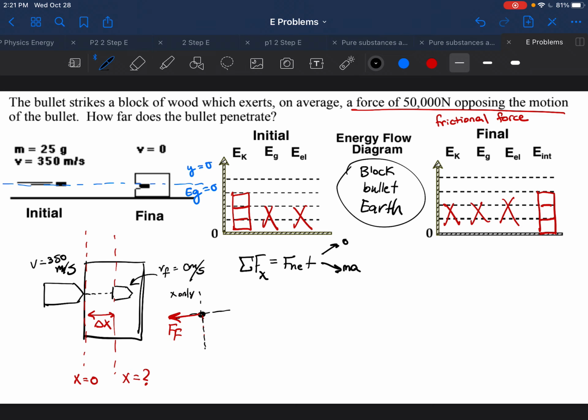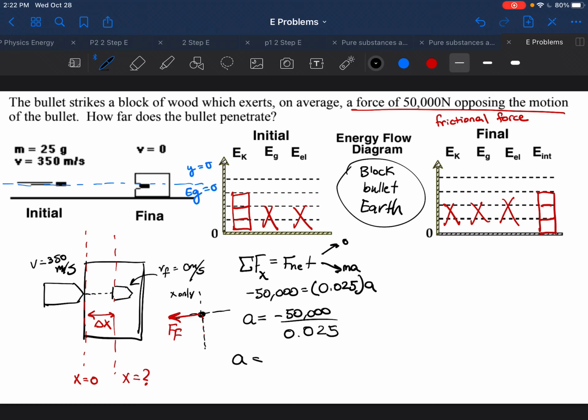Because the force of friction is going to the left, I'm going to make that negative 50,000 equal to its mass, 25 grams. I want to convert that into kilograms, or 0.025 times a. So a is equal to negative 50,000 over 0.025. Now my acceleration is going to come out negative, and I just want to make sure this makes sense.